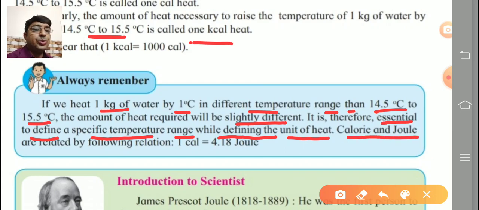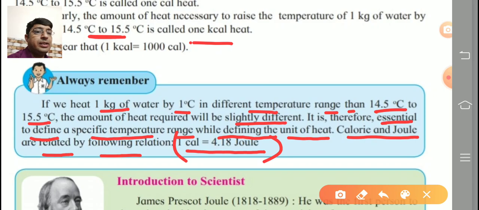Calorie and joule are related by the following relation. So remember this relation. 1 calorie means 4.18 joule. 1 calorie means 4.18 joule.